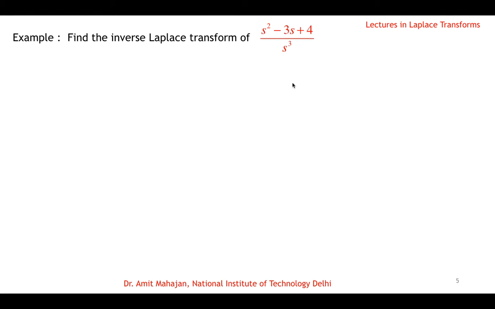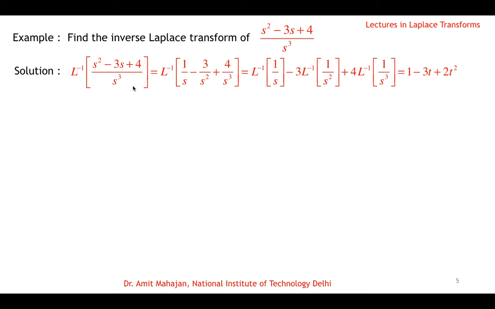Then we can apply the elementary results. We separate them into 3, and the Laplace inverse of a sum is the sum of the Laplace inverses, so we apply linearity here, and then each individual Laplace inverse is known. The Laplace inverse of 1 by s, we know it is 1. The Laplace inverse of 1 by s square, we know it is t. And the Laplace inverse of 1 by s cube, we know it is t square by 2. So easily we can calculate the Laplace inverse of this function.